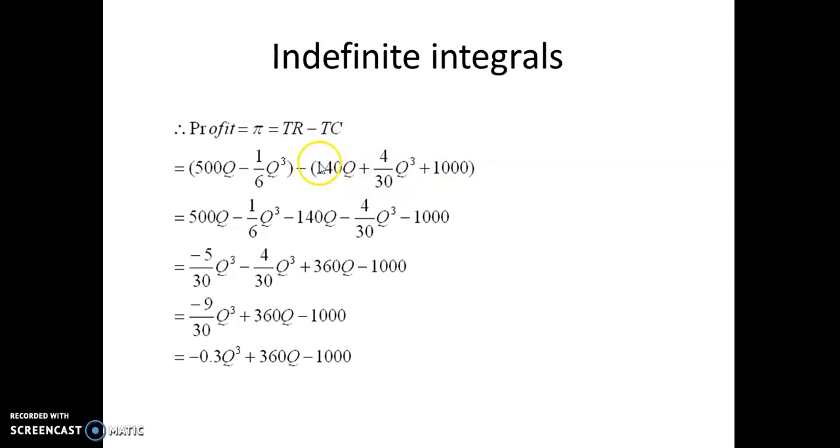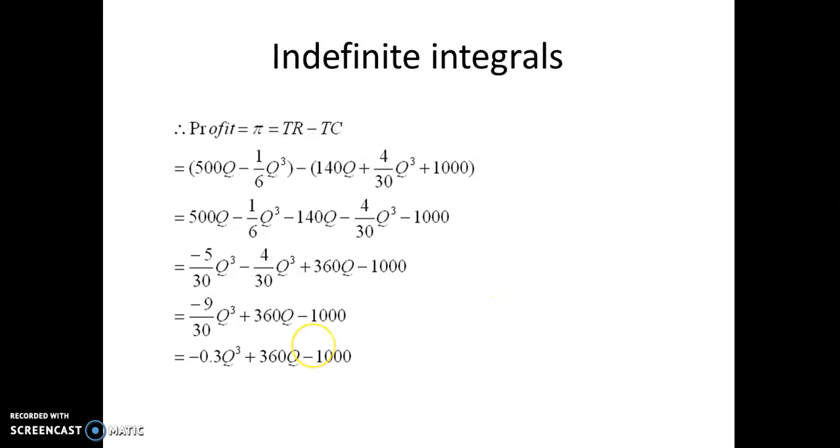Note that I always put the function in brackets because each and every sign needs to change. So this will become minus 140q. That will become minus 4 over 30q cubed, and that will become minus 1000. And then, of course, you can simplify so that what you end up with is your profit function. Now, this is taking you back to your first year microeconomics. So there is this assumption that you have this knowledge. We don't reteach it, but you understand the principles of what is going to happen next.